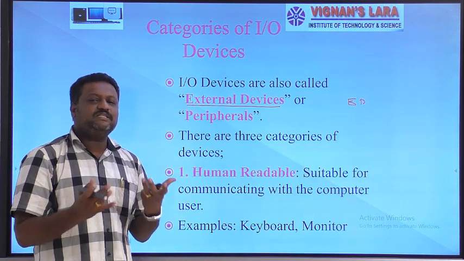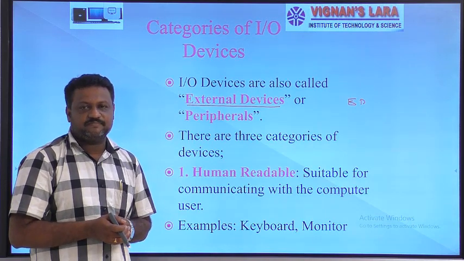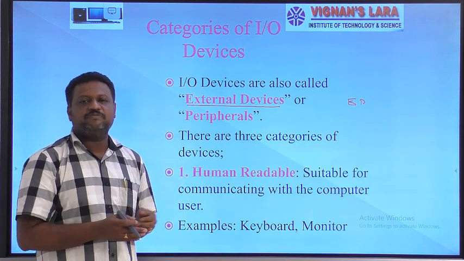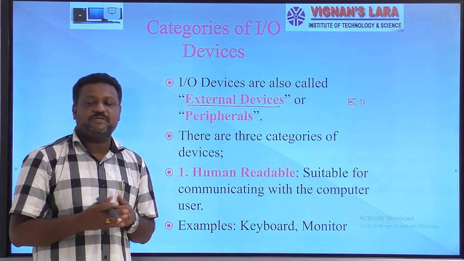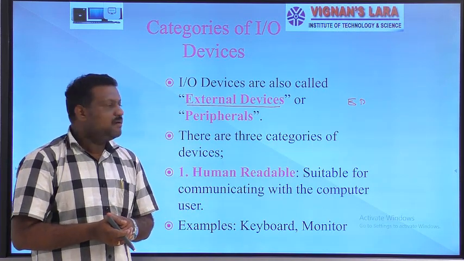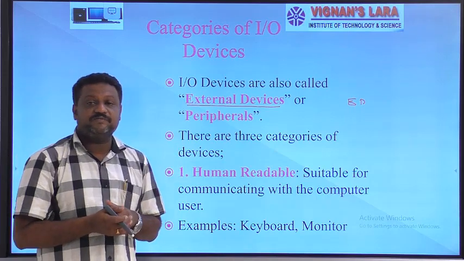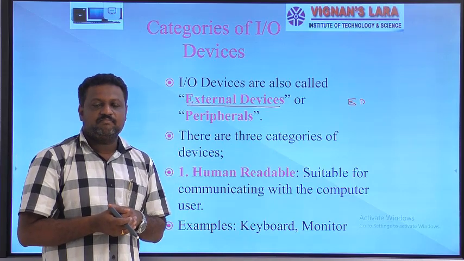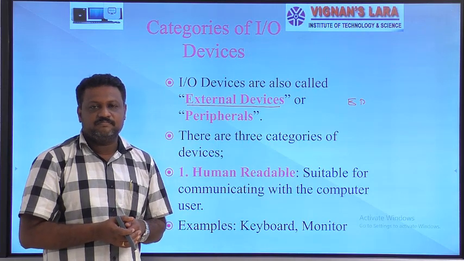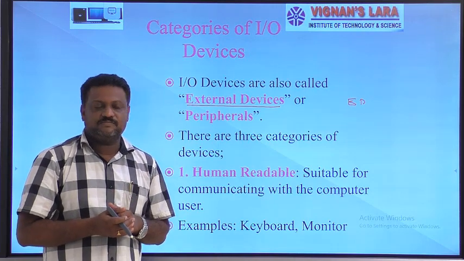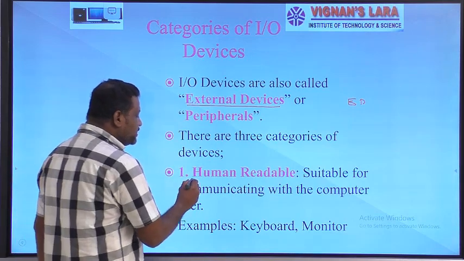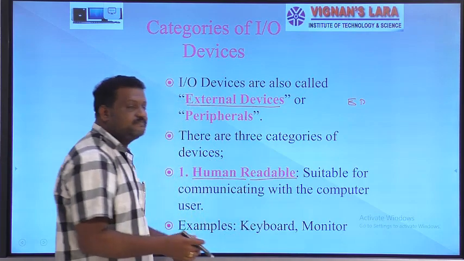And then what are the different types of IO devices we have? We know we have input devices, output devices, and input and output devices. That is one type of classification. But there is another classification of IO devices, which I can call the category of IO devices. There are three categories. The first category is human readable IO devices.